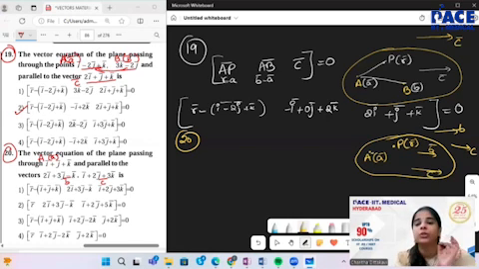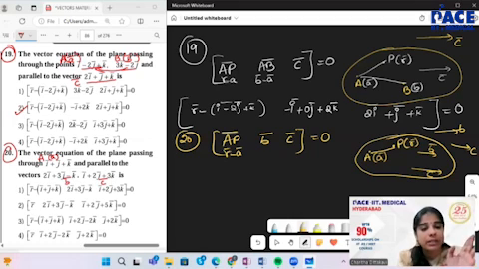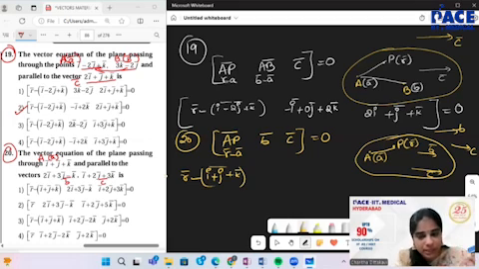Now observe carefully. What are the three vectors which are coplanar? The three vectors which are coplanar are A, B, and C. Their box is the same as 0. Their scalar triple product is always 0. So AP, B, and C. AP is the same as writing R minus A. R minus what is your A? I plus J plus K. This is given A. R minus A.